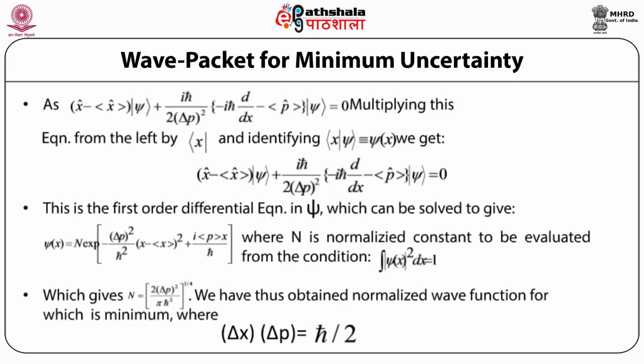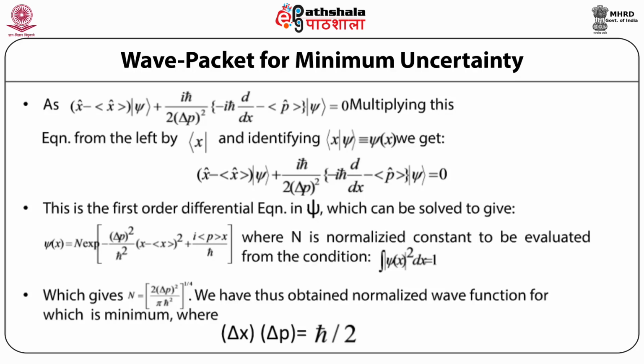This is the first order differential equation in the wave function psi, which can be solved to give the value of the wave function psi as a function of position x equal to N times exponential to the power of minus (delta p)^2 by h cross squared, whole times (x minus expectation value of operator x) squared, plus iota times expectation value of operator p times x upon h cross, where N is the normalization constant to be evaluated from the condition that the integral of the square of the modulus of the wave function psi(x) over dx is equal to 1.